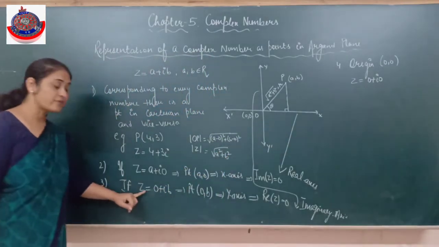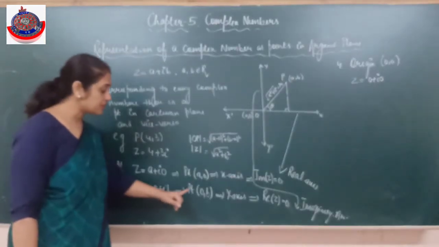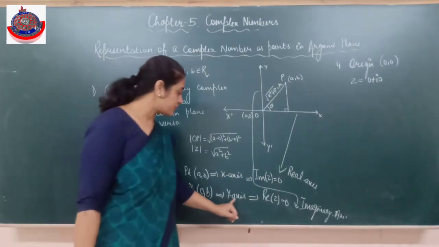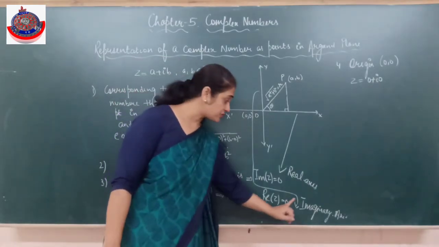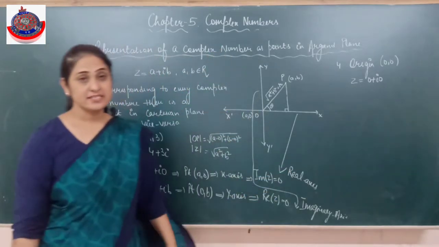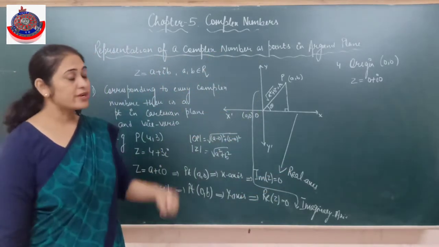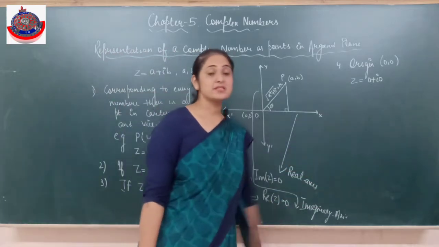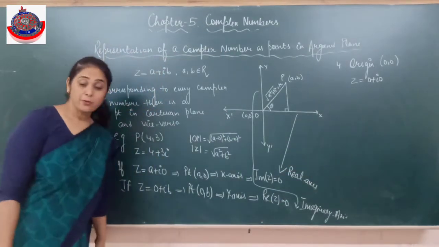If the complex number is of the form 0 plus iota b, that means the point is (0, b), the point is on the y-axis, so the real part is 0. That's why the y-axis is called the imaginary axis. And for the origin, the point is (0, 0), and the corresponding complex number is 0 plus iota 0. Is it clear?